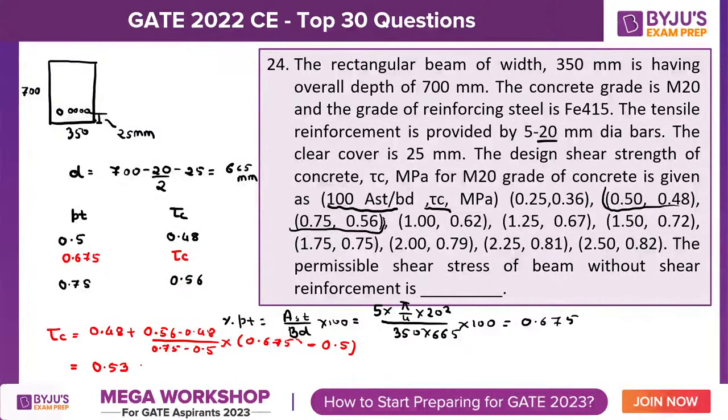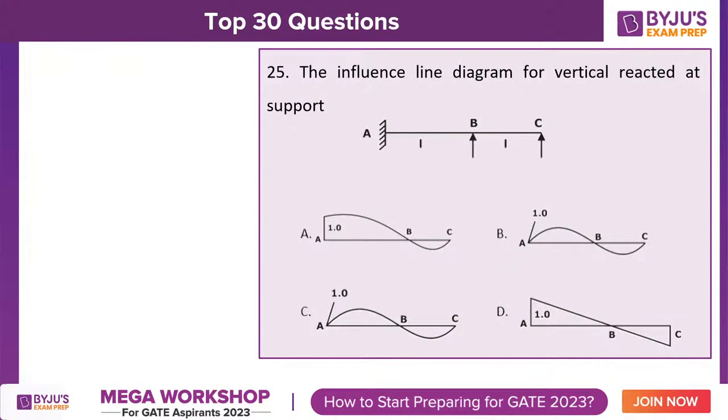Yes, Santu, you are correct. 0.536 Newton per mm square. Very good, Ritu. Very good, Santu. Very good, guys. This is the correct answer. Next question in front of you.